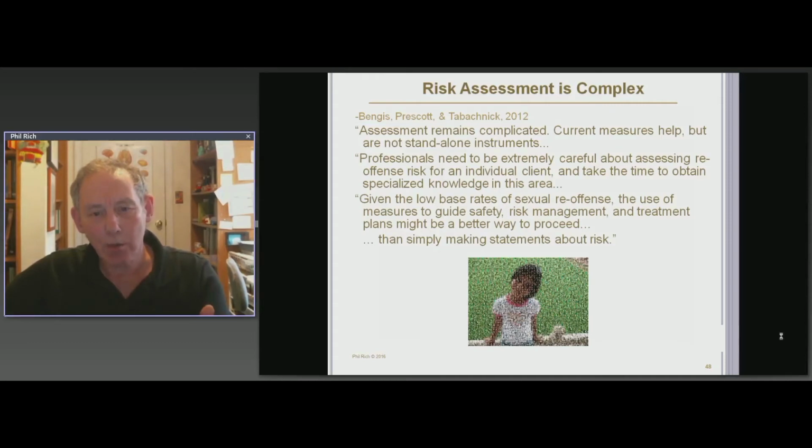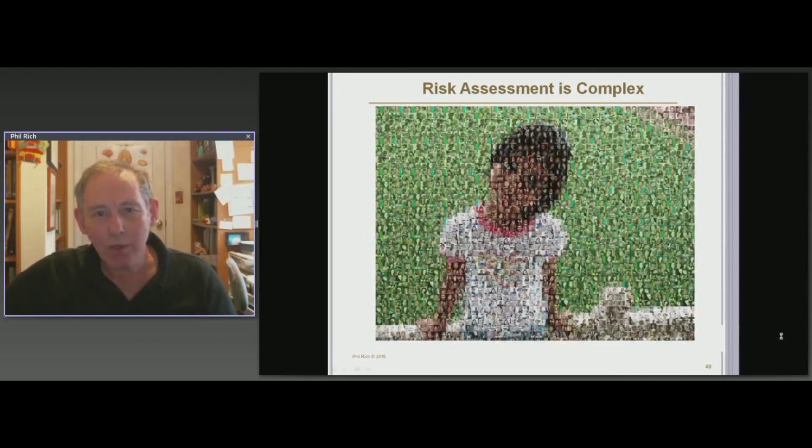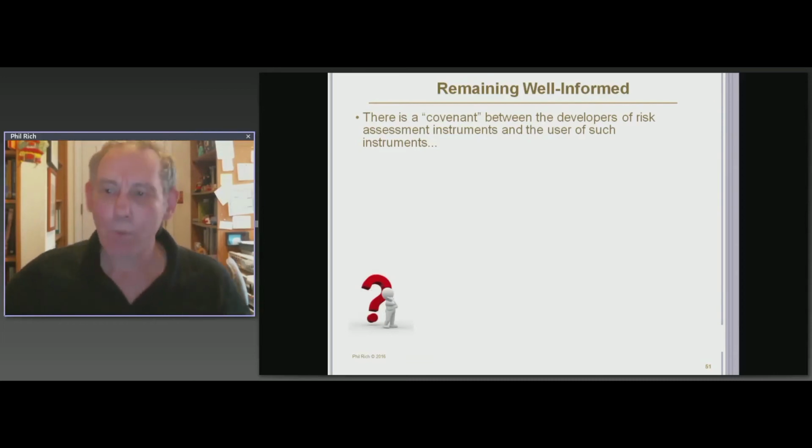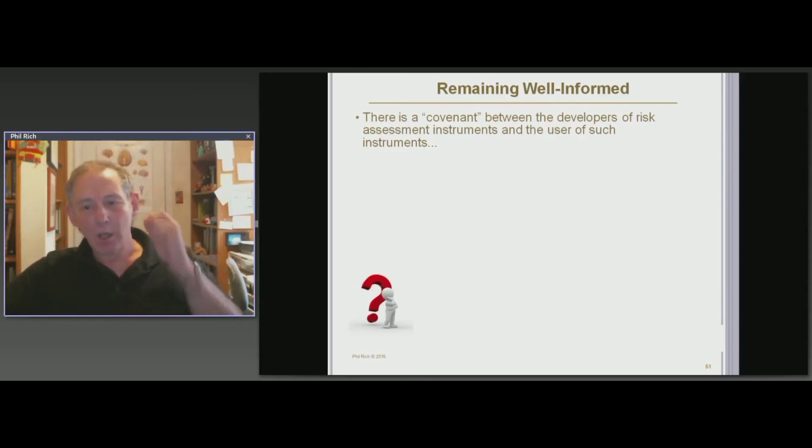And as you can see, we go from this little picture here to risk is complex. When we look at it again, it's even more complex. Risk is complex, and the further we get into it, the more messy it can look, particularly when working with juveniles. Last couple of slides, the covenant, remaining well-informed.